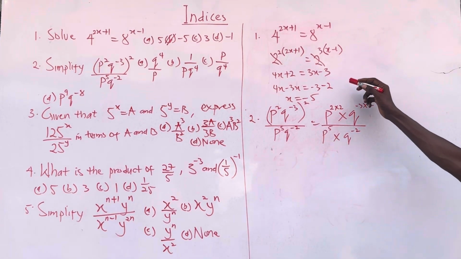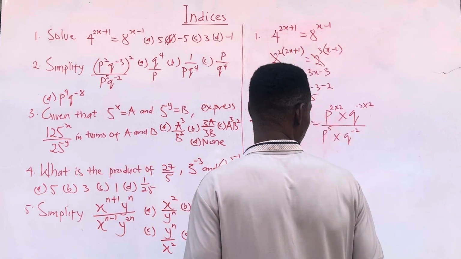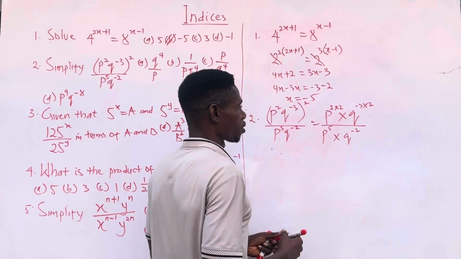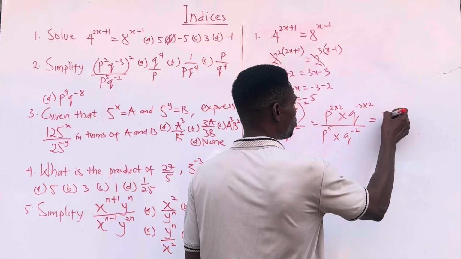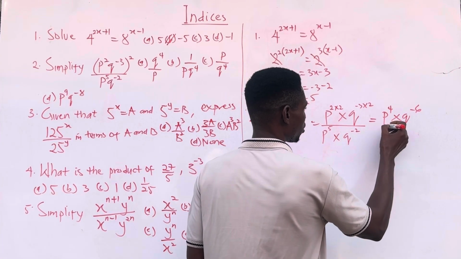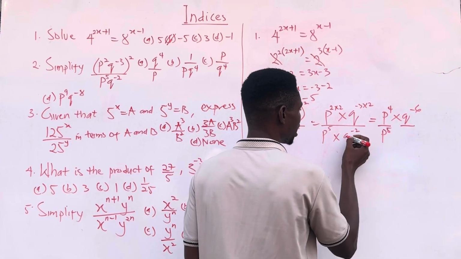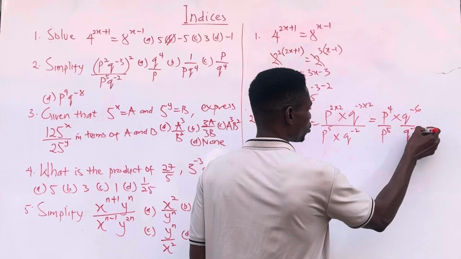Okay, so let's resolve the p and the q. I think that will be a faster way to go. From here we'll have p⁴q⁻⁶. Now down here we have p⁵, down here we have q⁻².